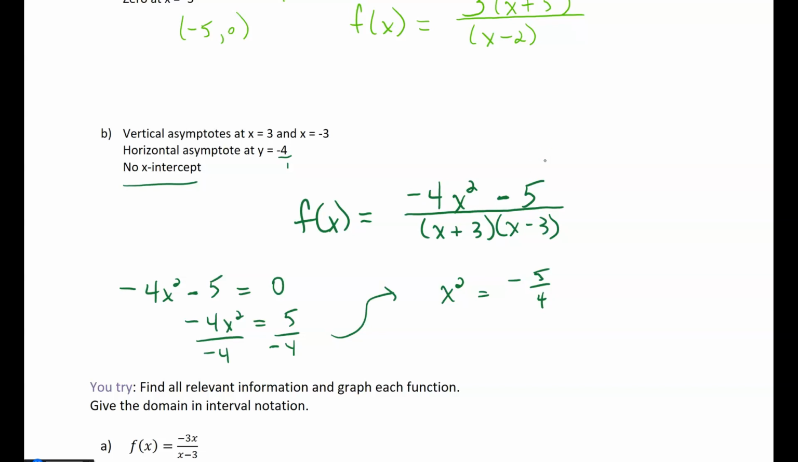All right, so the rest of the problems are all you tries. I'm not going to talk through them, but I am going to go ahead and post what the final answers look like.